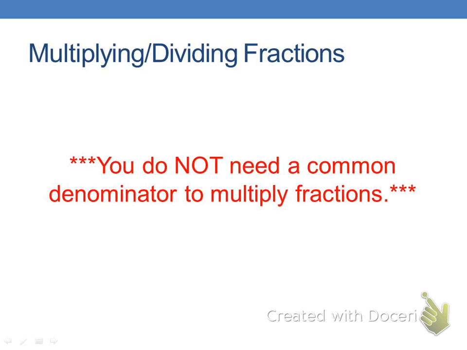All right, so first we're going to focus on multiplying and dividing fractions. Multiplying and dividing fractions is a little bit easier than adding and subtracting fractions, and here's why. You do not need common denominators to multiply fractions. Typically in your notes, if something has stars and bolds, that means it's important. So this is a pretty important idea.